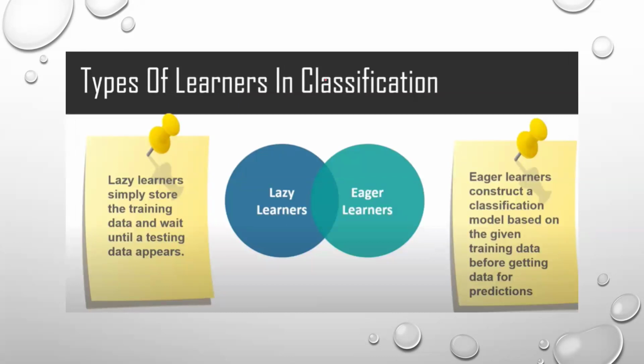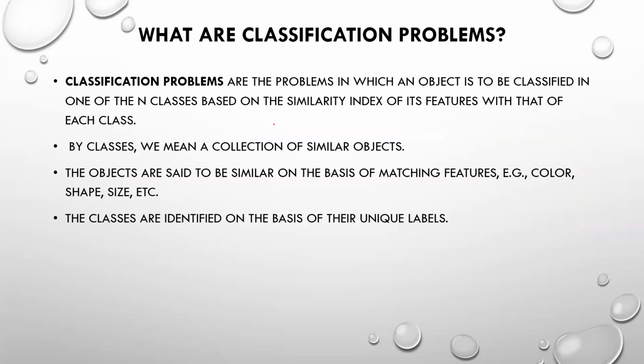Types of learners in classification. There are two types of learners in classification: one is lazy learners and one is eager learners. Lazy learners simply store the training data and wait until testing data appears. Coming to the eager learners, they construct a classification model based on the given training data before getting data for predictions. That is, before predictions, we construct a model from the training data. These are the two types of learners in classification, lazy learners and eager learners.